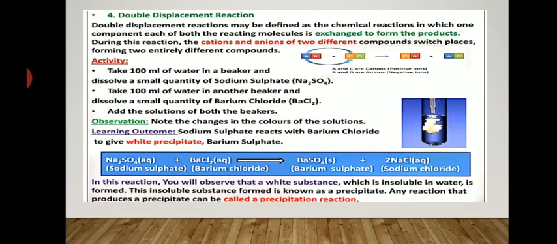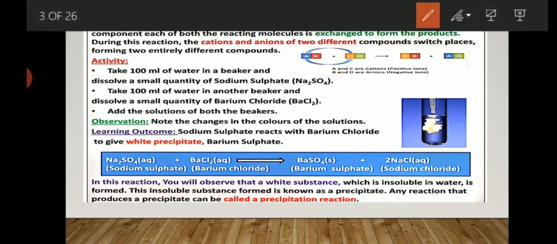Basically, a double displacement reaction may be defined as a chemical reaction in which one component of each of both reacting molecules is exchanged to form products. In simple language, it is a type of chemical reaction in which one of the components of both reactants interchange their place in order to give a new combination of products, and that type of reaction is known as a double displacement reaction.